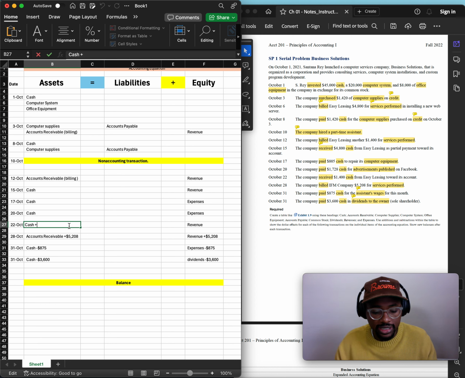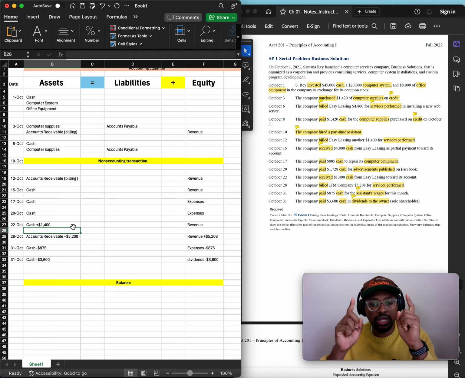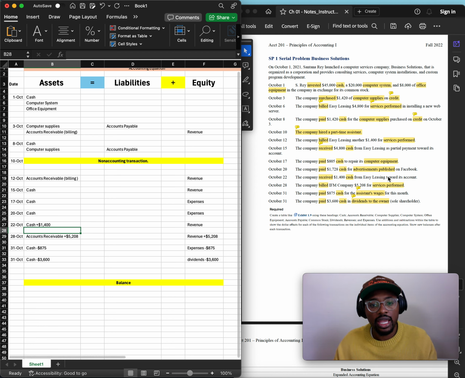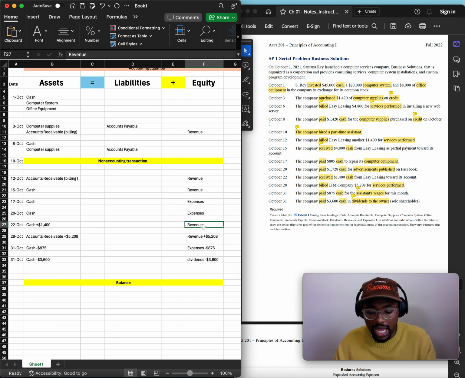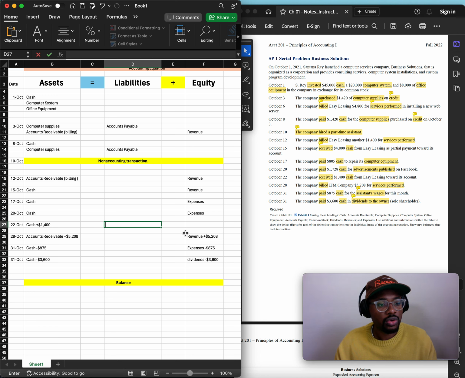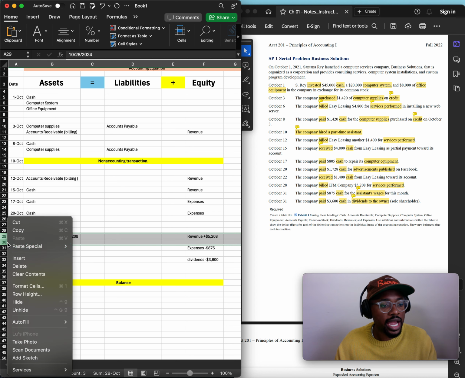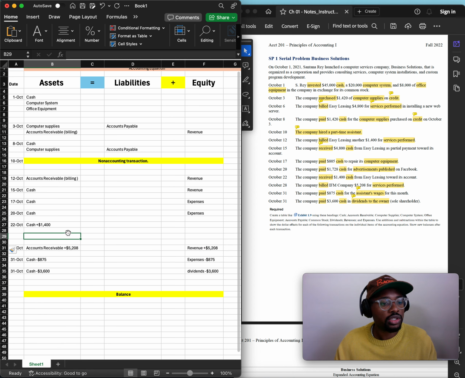Again, we're going to put a positive 1,400, right? Because we're gaining 1,400 here. So cash, we receive cash of 1,400. It says from Easy Leasing towards its account. So here's the thing. Actually, I was right. Okay, that's what we need to do. So in this problem, we're actually going to put accounts receivable here.